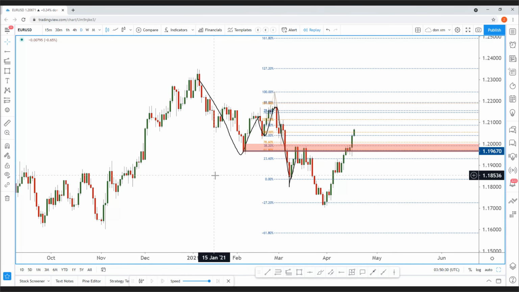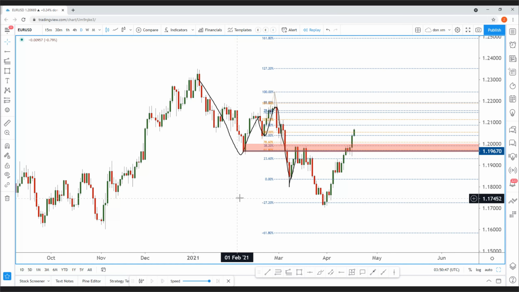Of course, there's no 100%. I can't stress this enough. There's no 100% that it will happen. You cannot just take my word for it. Whatever strategy you come up with, whether you're using Fibonacci or something else, you always have to backtest it and make sure that strategy works for you.